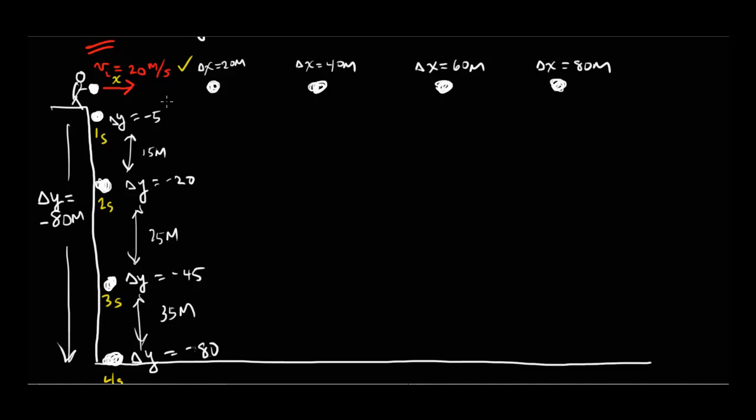Right, after 1 second, it's gone 20 meters out, and it's gone 5 meters down. It's right there. After 2 seconds, it's gone 20 meters down and 40 meters out. It's right there. After 3 seconds, it's gone 45 meters down and 60 meters out. It's right there. And then finally, after 4 seconds, it hits the ground and it's gone 80 meters. And so now I can see these points.